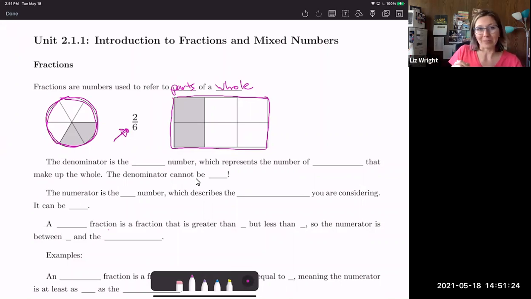Then we start talking about reducing those fractions. If we're reducing those fractions, we would divide both the numerator and the denominator by 2. We would reduce it, and it would be 1/3. So that would be 1/3 of the pie that's represented here. Same thing over here.